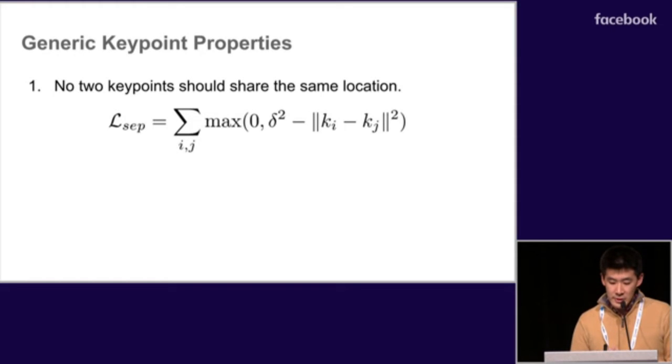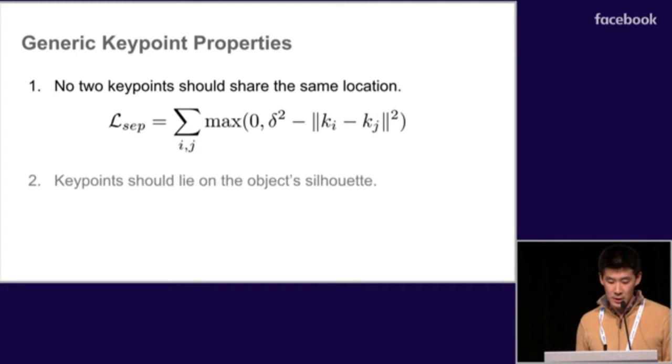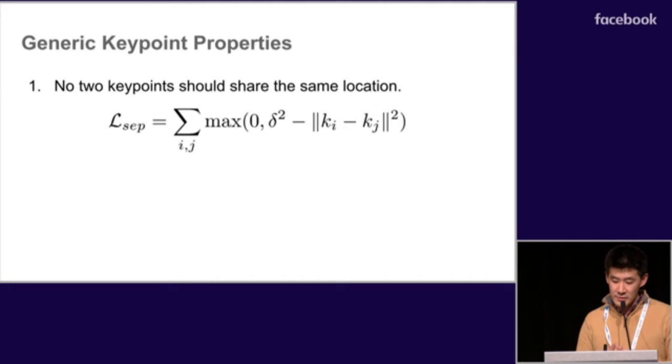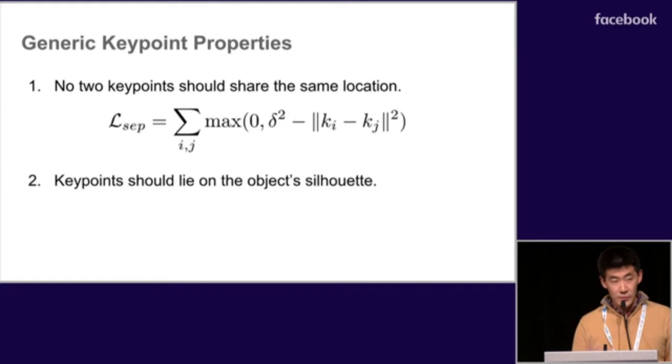There are other generic key point properties that are universally useful for downstream tasks. For example, we don't want 2 key points to occupy the same spot. And we can prevent this by penalizing points that are too close together, or points that are closer than a predefined constant delta. Another preferable property of key points is that they should lie on the object silhouette.